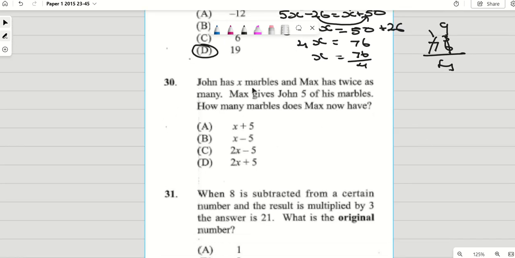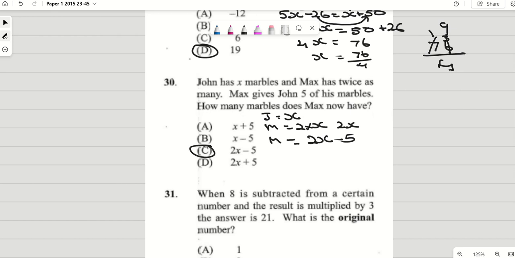Number 30. John has X marbles, and Max has twice as many. So John would be X. Max is 2 times X, which is 2X. Max gives John 5 of his marbles. How many marbles does Max have now? It would have been 2X, so Max gave 5, so it would be 2x minus 5. So Max would have 2x minus 5, which is C.